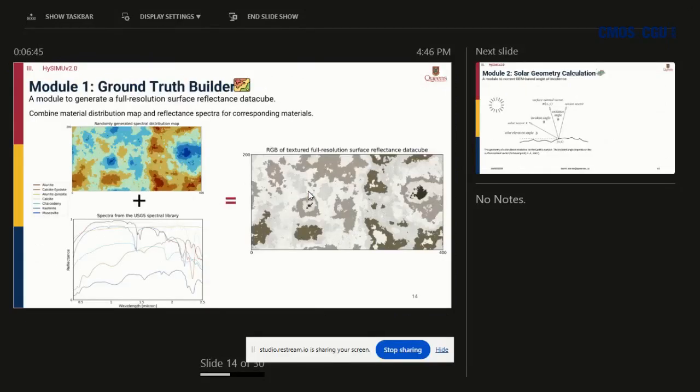So for the first module, the ground truth builder, what it does is take the surface distribution map, the distribution of the material on the surface, and combine that with the spectral datasets. So here we have random mineral spectra from the USGS Spectral Library. And then HiSimu will take these inputs and create a full resolution surface reflectance data cube.